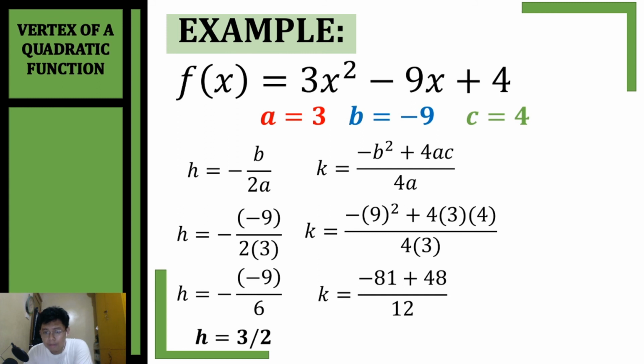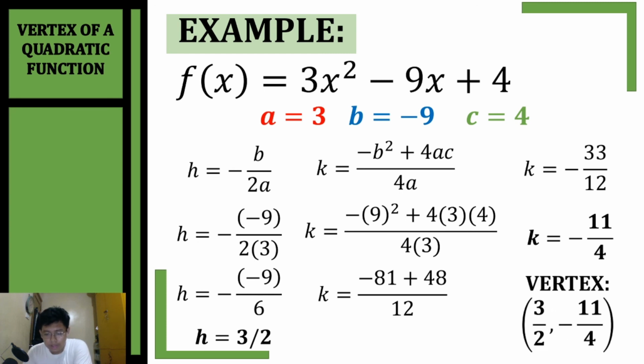Then let's combine our numerator. We will have negative 33 all over 12. Simplify if possible. Since we can still simplify this, we will get negative 11 over 4. So our vertex will be 3 over 2, negative 11 over 4.